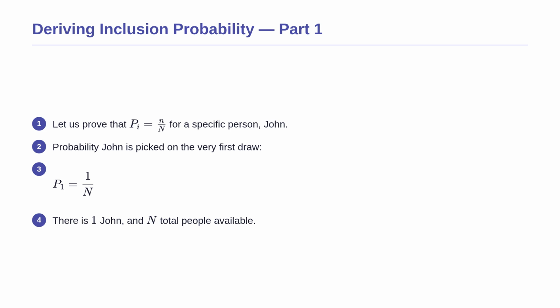What is the probability that John is selected on the very first draw of the lottery? It is simply 1 over capital N. Why? Because there is exactly one John in the population and there are capital N total people available in the pool. This simple fraction is our starting point for the entire proof.